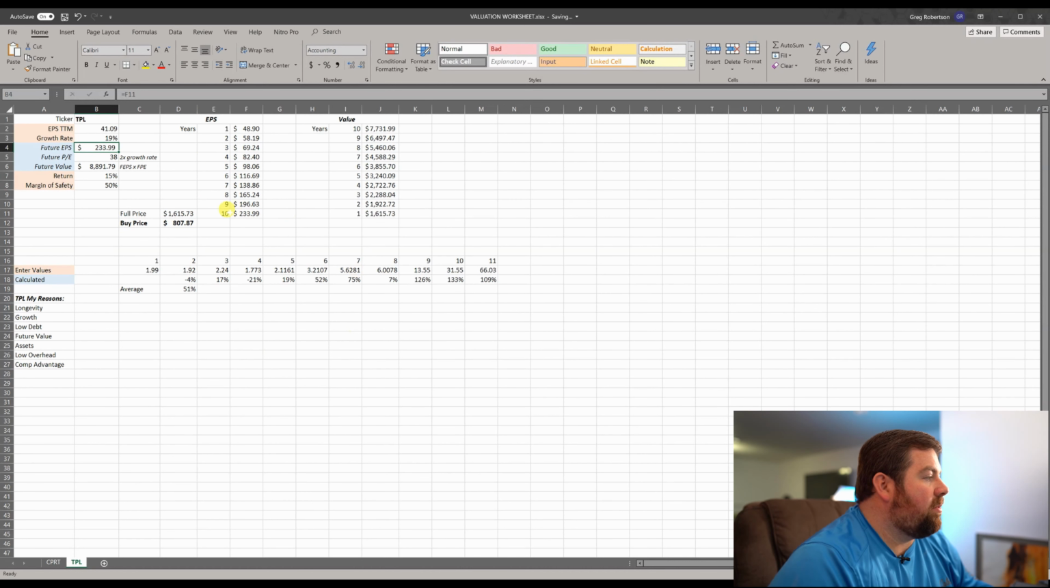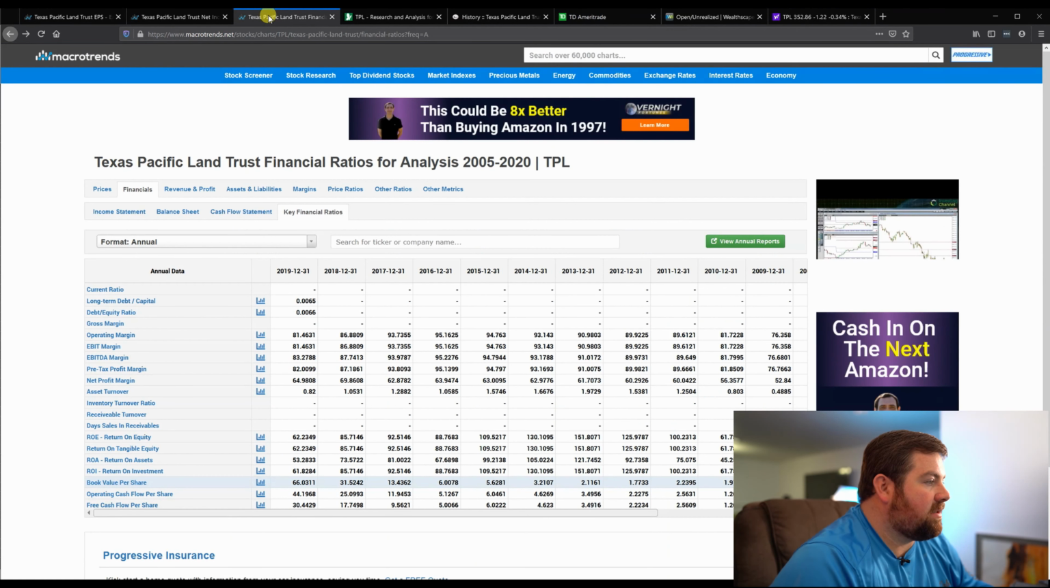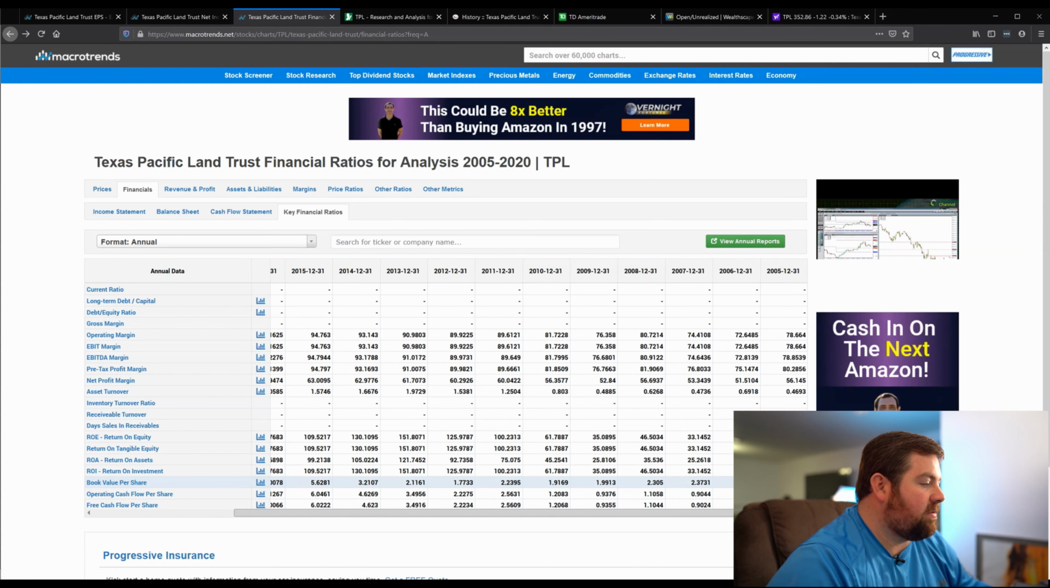So what we can do though is we can actually take the book value per share from the last 10, I actually went 11 years because I had the data available. So you can go to macrotrends, key financial ratios, scroll down to book value per share, and you'll get the most recent year on the left here, going all the way back. This one always goes all the way back to 05, so it goes quite a ways back.